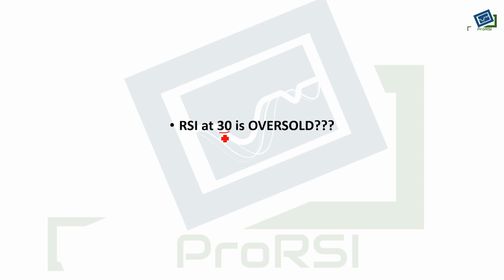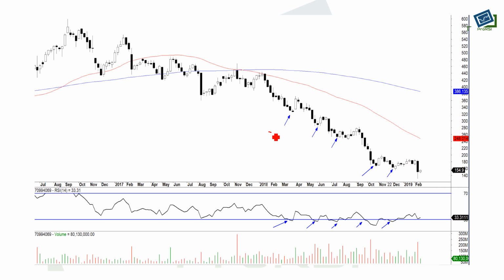Similarly, generally 30 levels are considered oversold levels, and we should plan buying at these levels, or at least exit our short. So let us see, does it hold true or not. This is the chart where RSI has crossed the 30 levels multiple times, and you will see how the downtrend, or the down move, has intensified when RSI hits the 30 level.